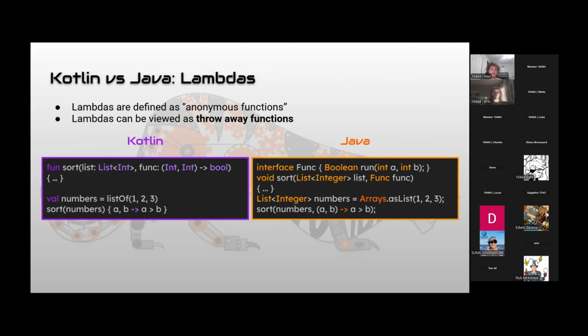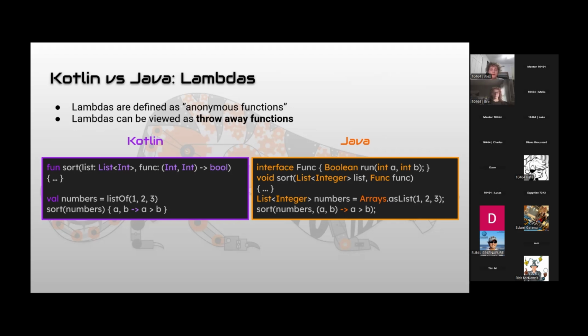So one difference between Kotlin and Java is the way that you declare lambdas. Lambdas are essentially just functions that are easier to write. You can store them in a variable, you can pass them into a function. In this example, we have a sort function, which can sort a list of numbers given a function that you pass in. On the left side, you can see that we define it directly inside of the function definition. We have func, which takes in two ints and returns a Boolean.